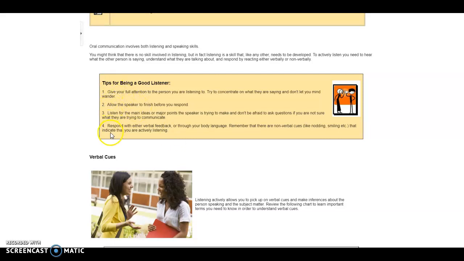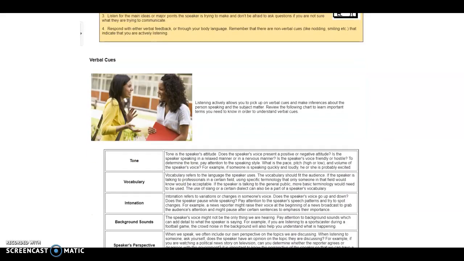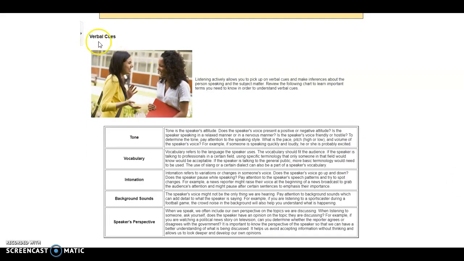So pay attention to those four tips. Okay? And then secondly, we're going to look at verbal cues. And so verbal cues are things that you can listen for in what the other person's saying to have a better understanding of what they're saying.